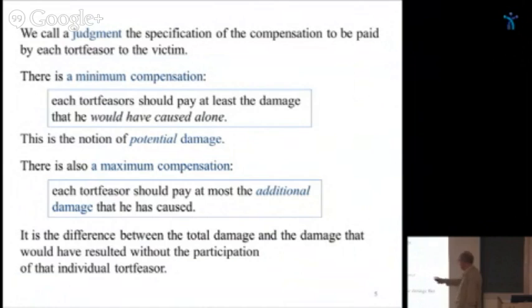So which is really the difference between the total damage and the damage that would have resulted if that person had not been involved. In other words, if the driver had not hit the guy, then nothing would have happened, of course, in that case. Of course, this is the example with two. It's more interesting when there are three, but we'll see.